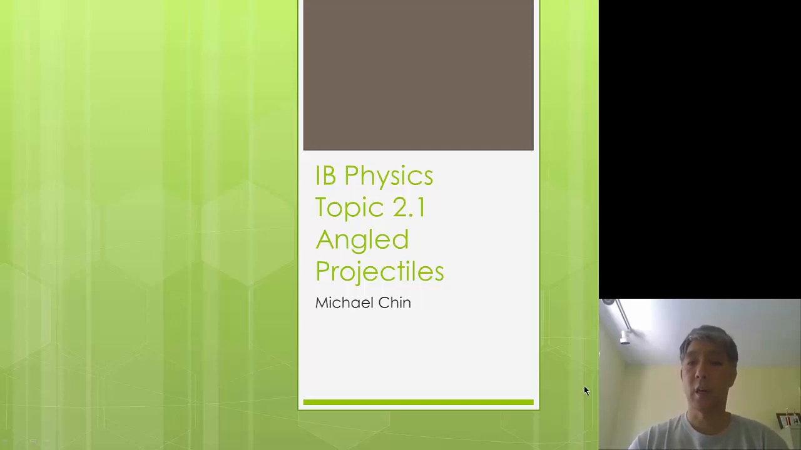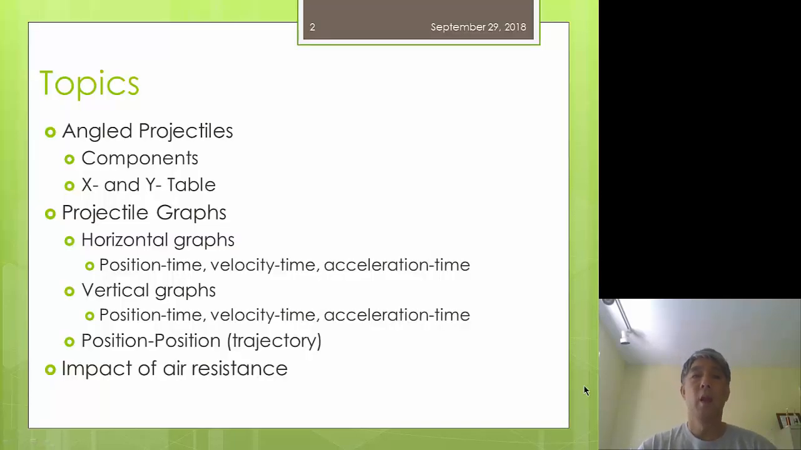This is the last lesson on topic 2.1. What we're going to be looking at here are angled projectiles. Then we're going to move into the projectile graphs. These are similar to the motion graphs we talked about earlier. However, we're going to be looking at it on both the x and the y axis. Also going to introduce you to a fourth graph type, which is the position graph.